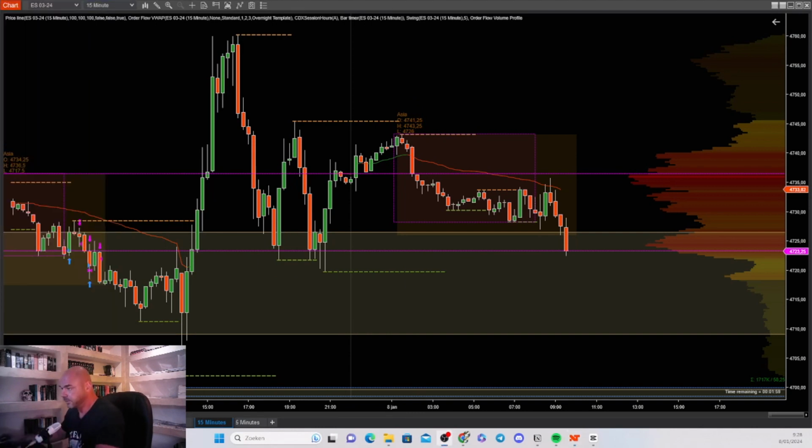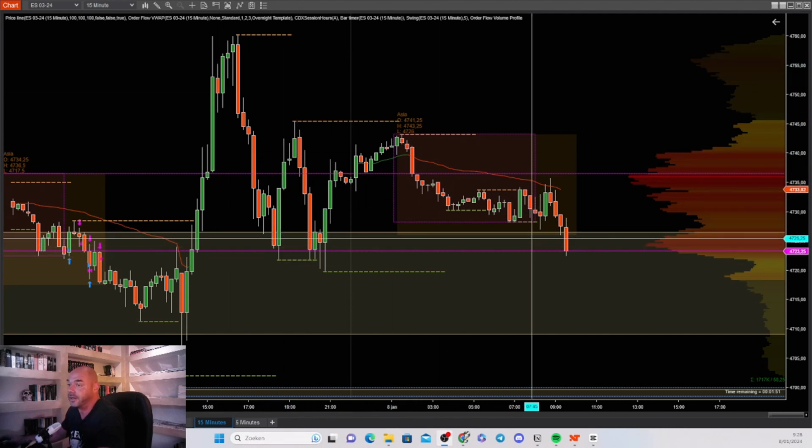So now you know exactly what I see. I see the footprint. I see every buyer and seller coming in. I watch this candlestick chart for a higher overview.